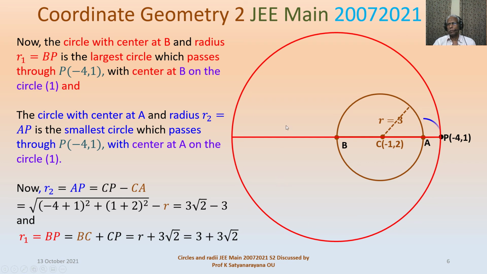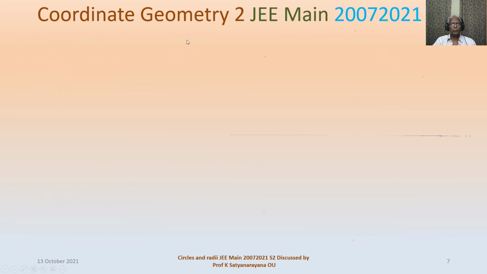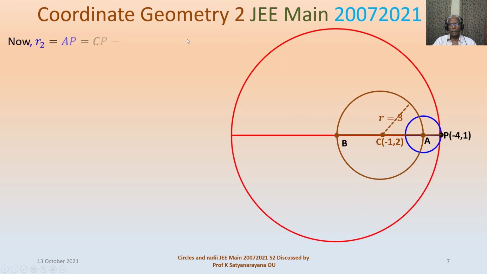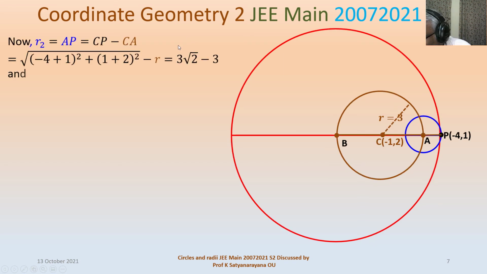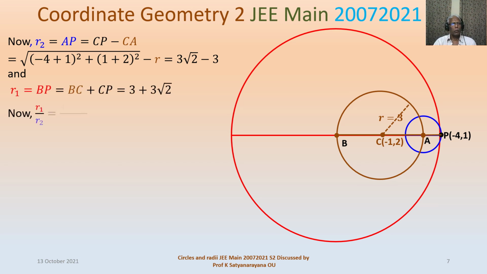This is the smallest circle, and this is the largest circle. Now we know R1 and R2, and we calculate their ratio. R1 by R2, largest radius by smallest radius, is (3√2 + 3) by (3√2 - 3). Taking 3 common in the numerator and denominator and canceling, you get (√2 + 1) by (√2 - 1).